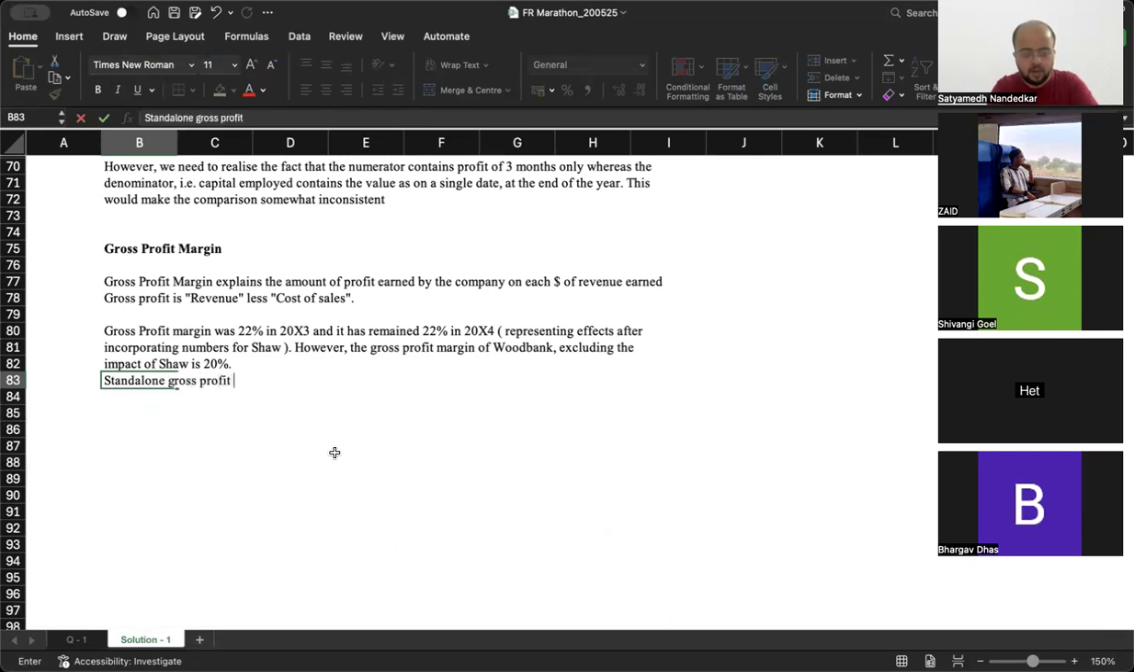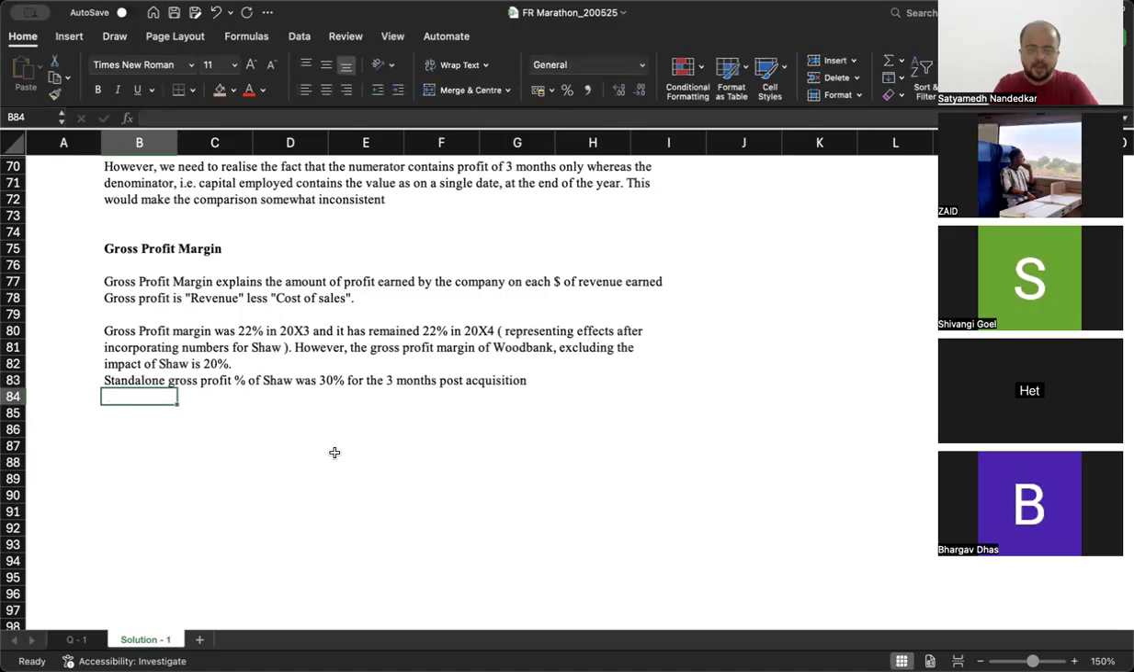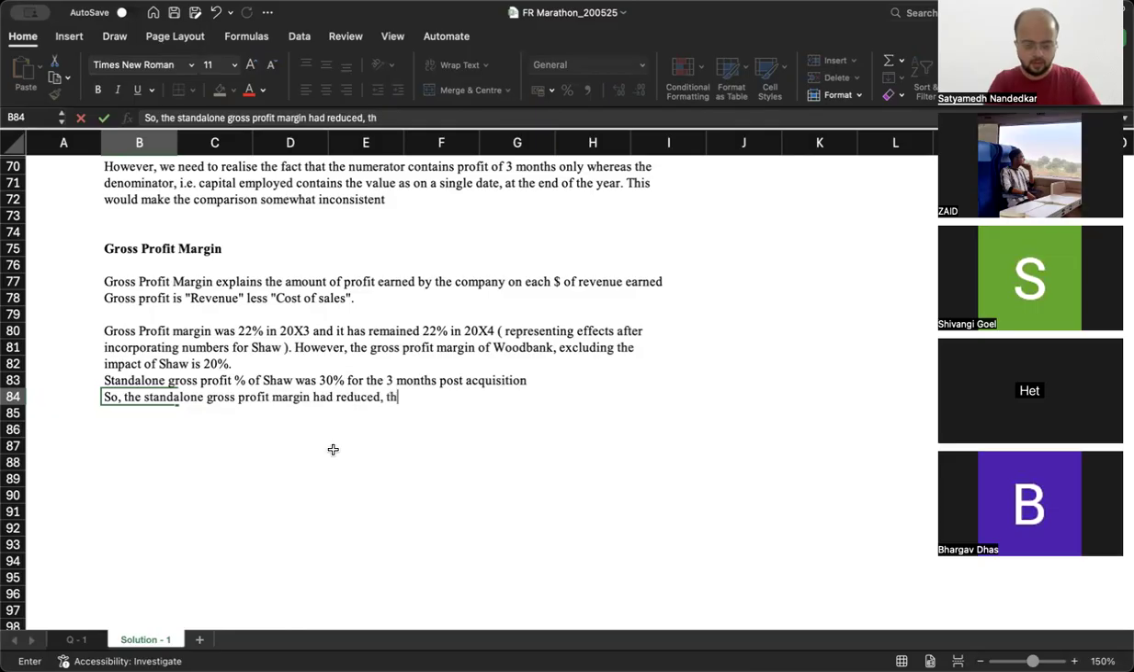Standalone gross profit percentage of Shaw was how much? Was 30% for the 3 months post acquisition. Okay. And gross profit margin of Woodbank, excluding this impact, was 20%. So, basically, the standalone gross profit margin had reduced, thereby indicating an increase in cost for Woodbank.